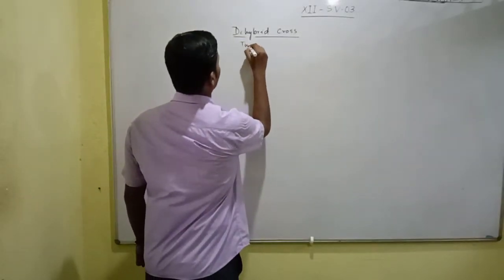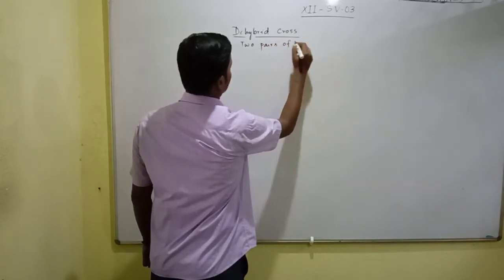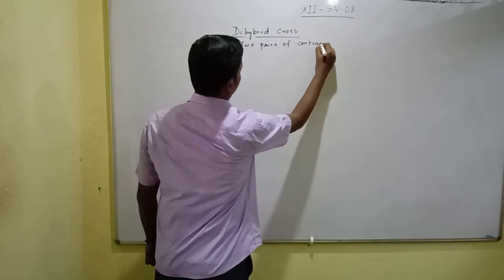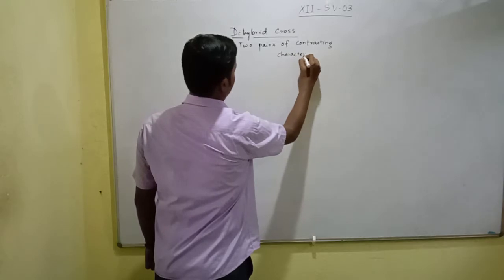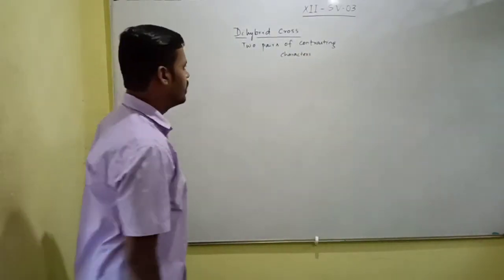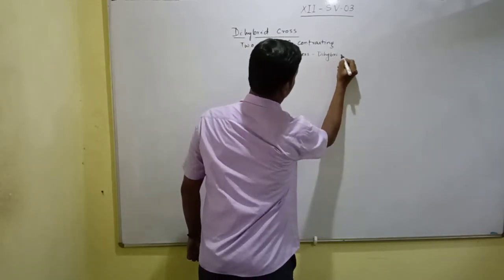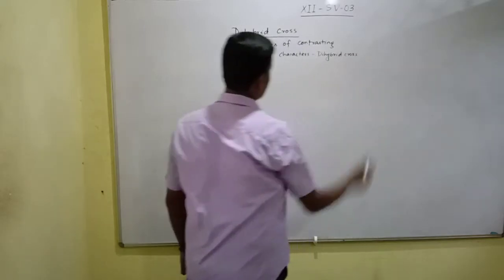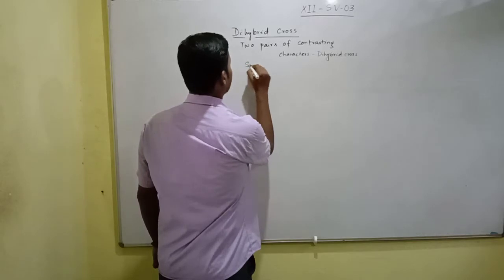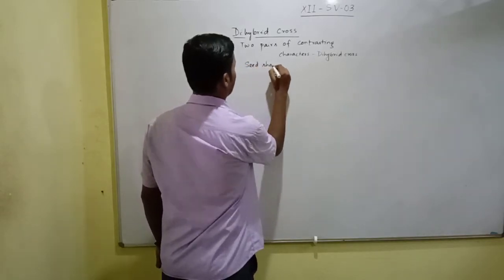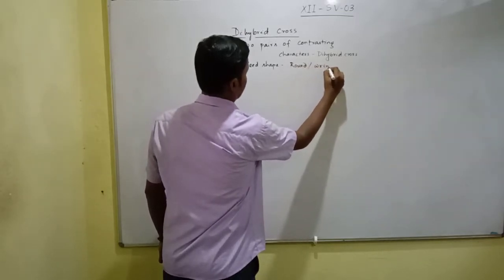So the cross which involves two pairs of contrasting characters is called a dihybrid cross. That means here we have to take two pairs of contrasting characters. For example, seed shape. It has two varieties, round and wrinkled.